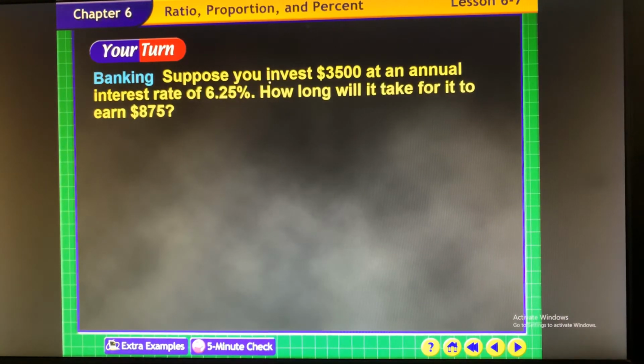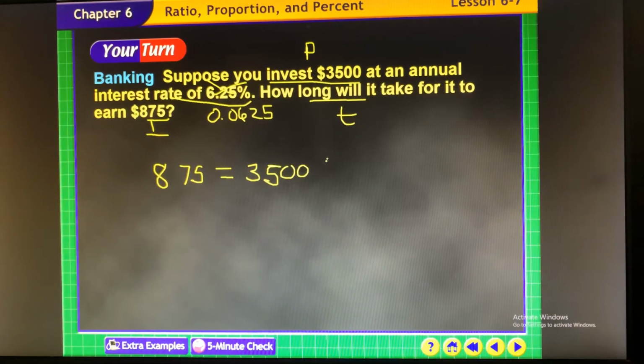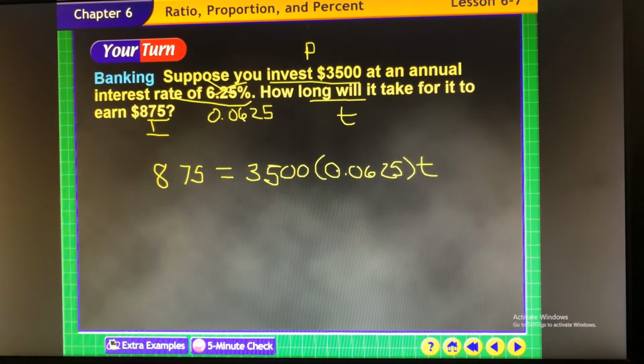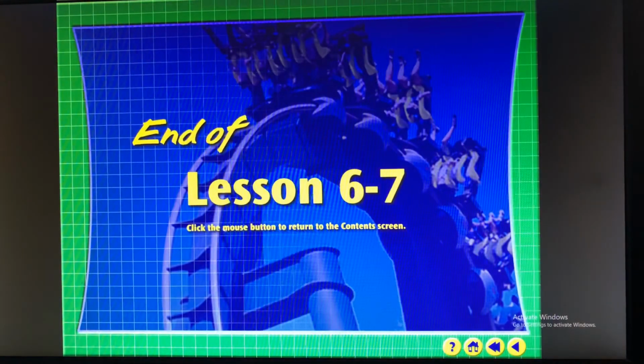Do it again. You invest this, that's your P, at an annual rate of this. Immediately cross that out and write it as a decimal. You're looking for the T, and this is your I. So 875 is equal to our principal times our interest rate times time. Multiply these two together, then divide 875 by that amount to find out it'll take you 4 years to do that. That's it. Good luck.